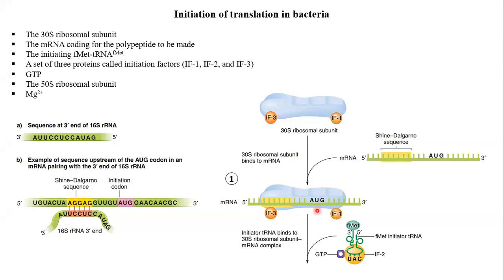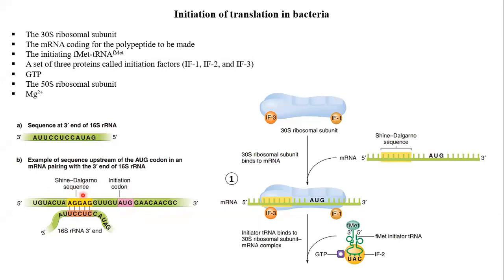This positioning is very important, and it is determined by the interaction between this SD sequence and the 16S rRNA. So here is that interaction. This is the sequence at the 3' end of the 16S rRNA, and this is the SD sequence. This SD sequence is usually a purine rich sequence. So here you can see AGG, and this is just one example, it is not necessarily always this sequence, but usually it is purine rich. And this is the initiation codon.